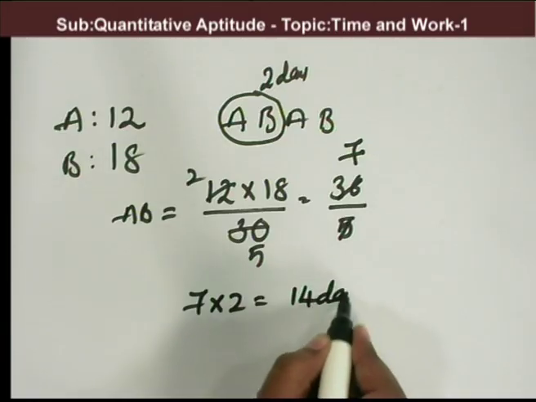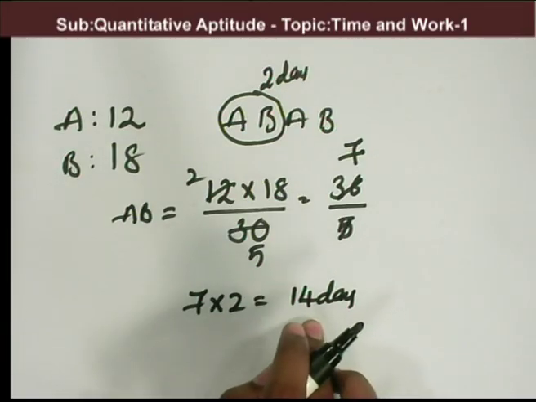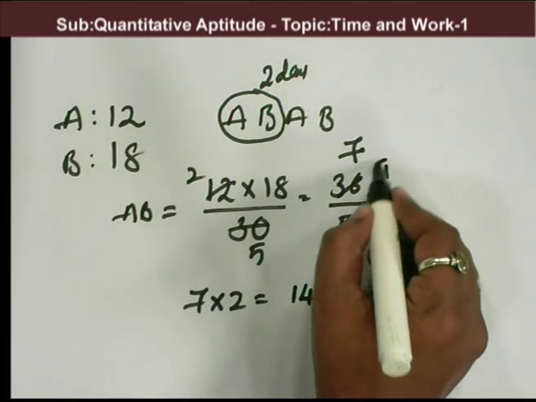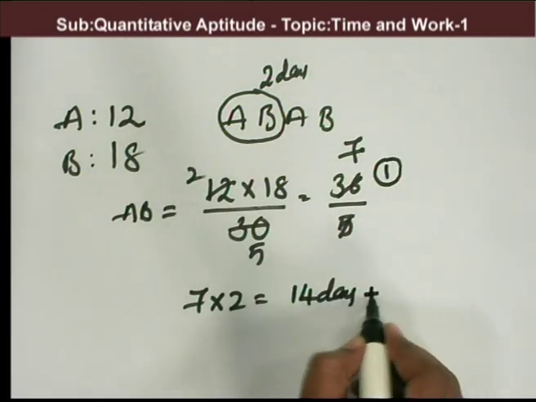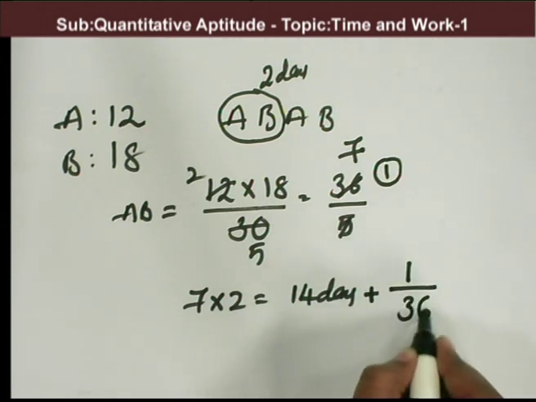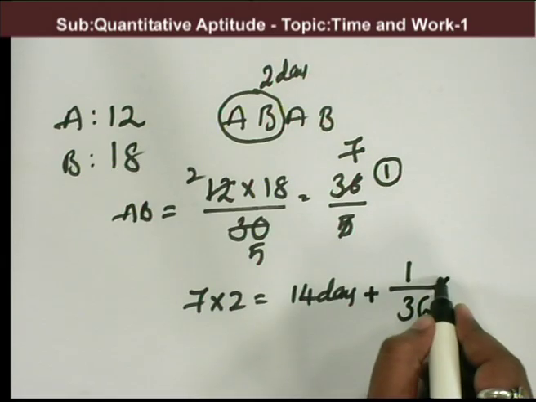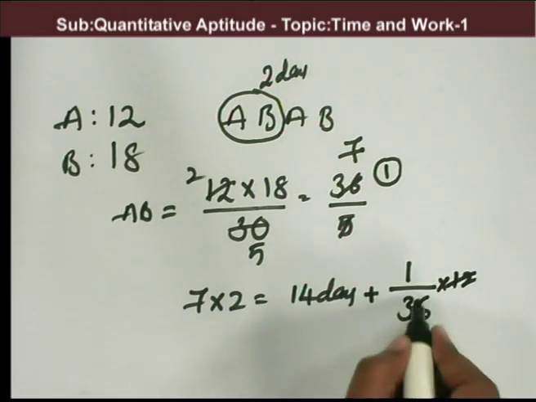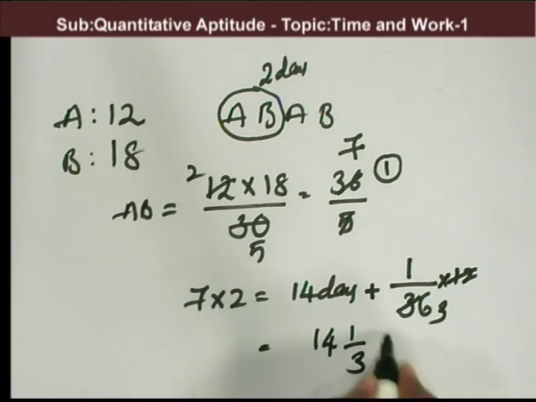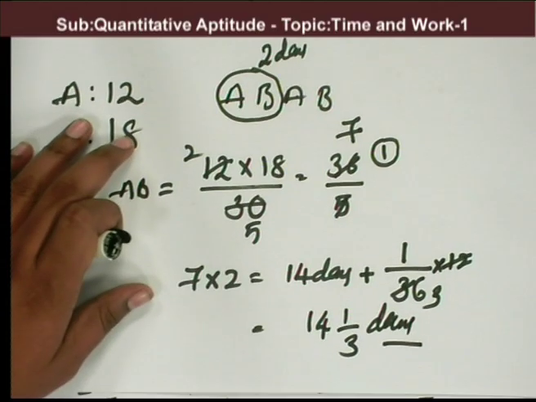days, but 14 days is not our answer because it is not exactly divisible. We have the remainder as 1. So plus the remainder 1 out of 36 of work with A, whose time is 12, 12×3 is 36, that is 14 1/3 days. Simple, 14 1/3 days, that is very simple.